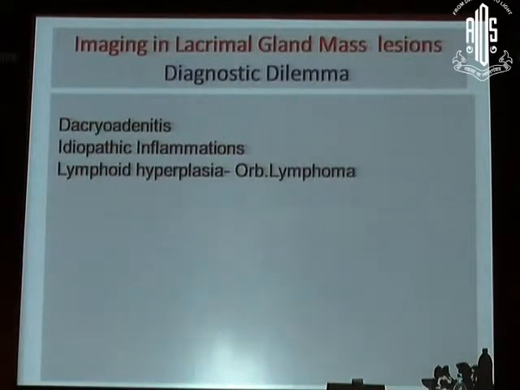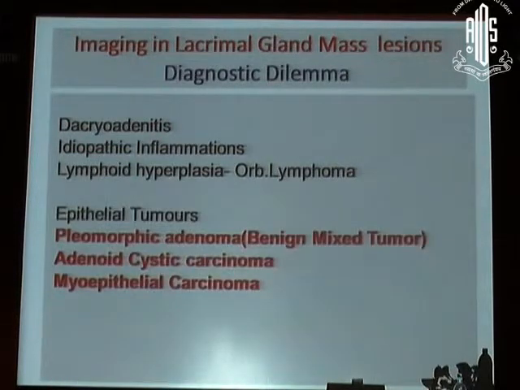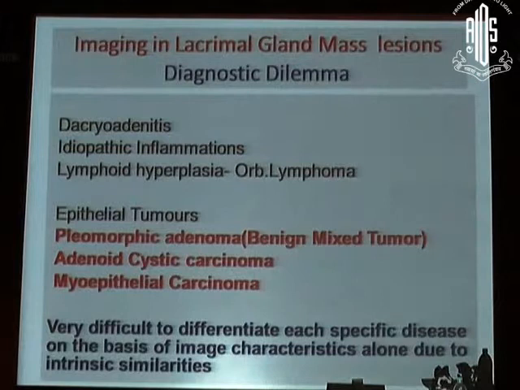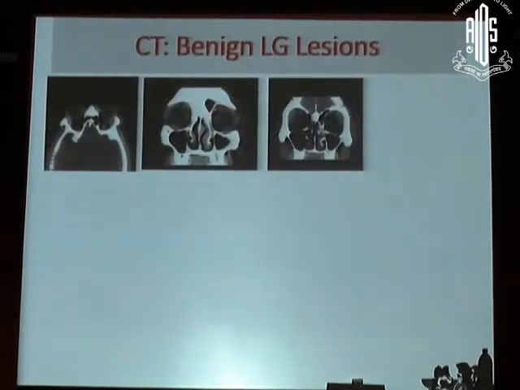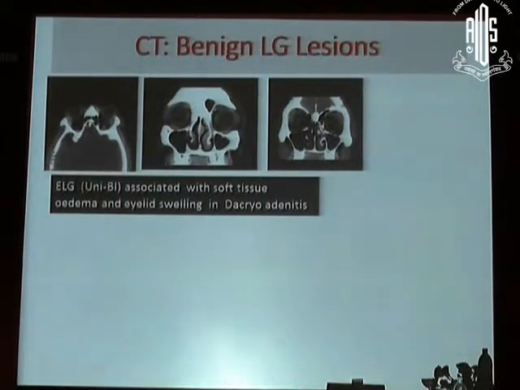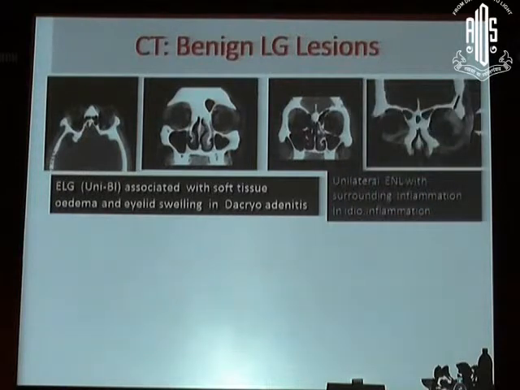There is already a diagnostic dilemma in benign conditions of lacrimal gland as well as epithelial tumors. However, it is very difficult to differentiate each specific disease on the basis of image characteristics alone due to intrinsic similarities. One can identify dacryoadenitis by clinical features on CT, where you can see the soft tissue edema as well as the eyelid swelling and uveitis. One can see unilateral enlargement with surrounding inflammation, and there it could be an idiopathic inflammation.